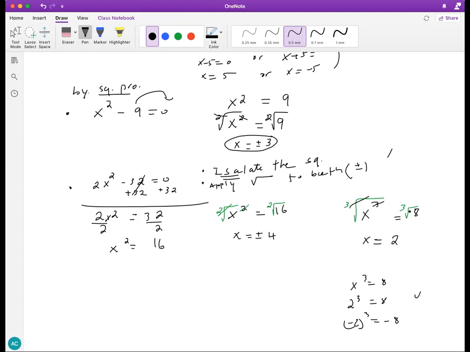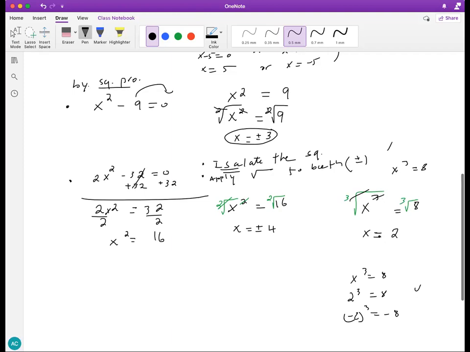We want 8. So our equation was x to the second or the third is 8. So if you plug 2, you get 8. You can't plug another number and get 8. If you plug negative 2, you will get negative 8. That's not what we want. We want this. So that's the reason why we put plus and minus.